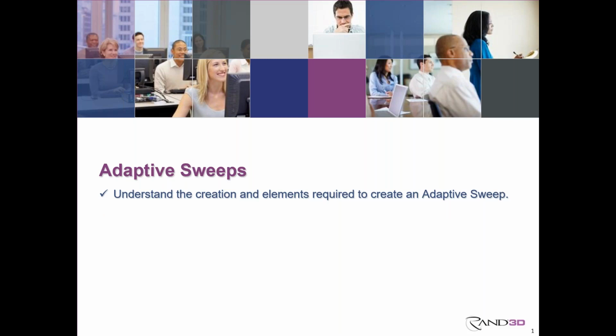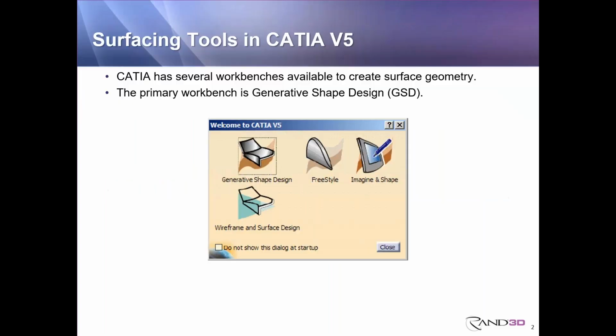So with the Advanced Surface Design course for CATIA that we provide, we have the specific chapter that gets into the tool, adaptive sweep, and we're going to gain an understanding now about the creation process and the elements of this feature in order to create this surface geometry.